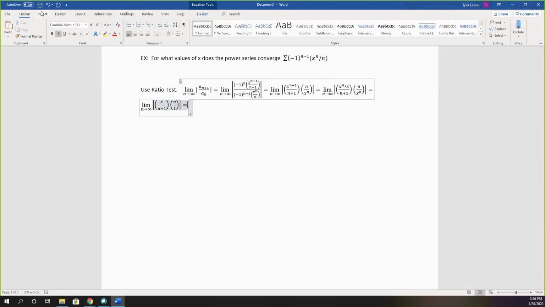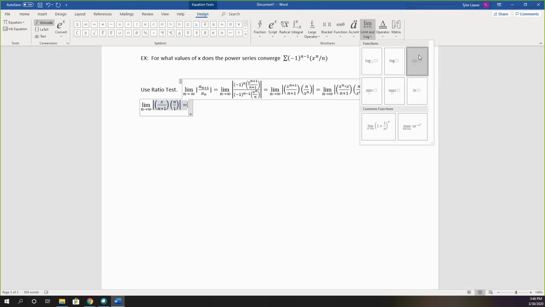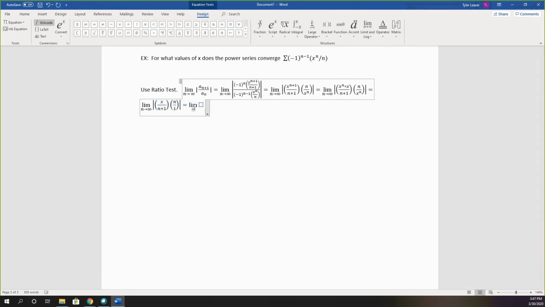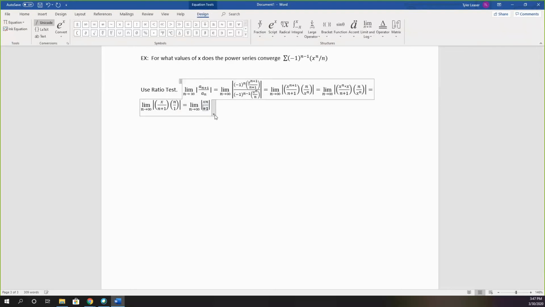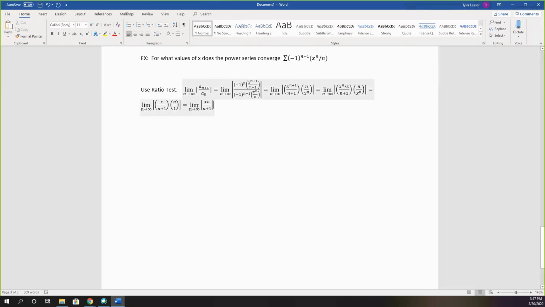Okay, so we can rewrite this. Still having the limit as n goes to infinity, still have the absolute value. And now it's going to be x times n up top in the numerator divided by n plus 1 in the denominator. Sorry, there should be an n plus 1 down here, not an x plus 1. As my n goes to infinity, my numerator goes to infinity, my denominator goes to infinity, so I get infinity over infinity. That's going to be L'Hopital's rule.